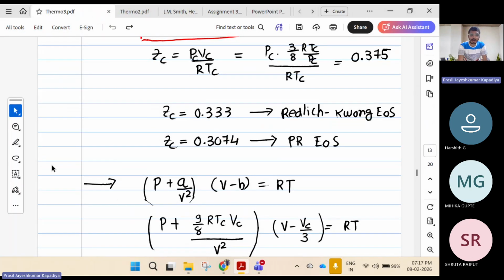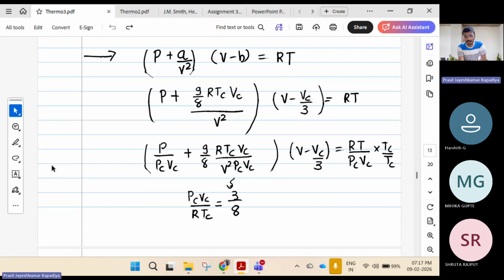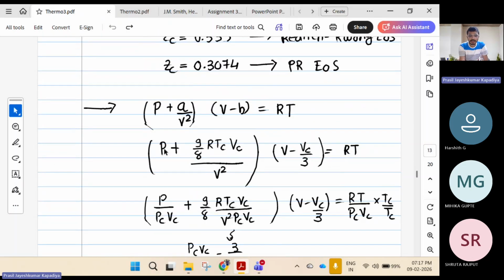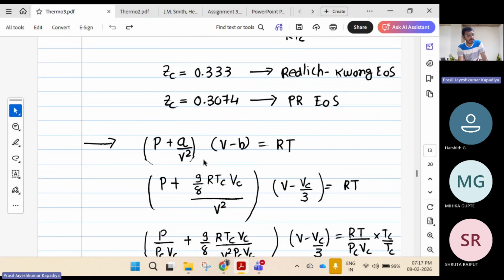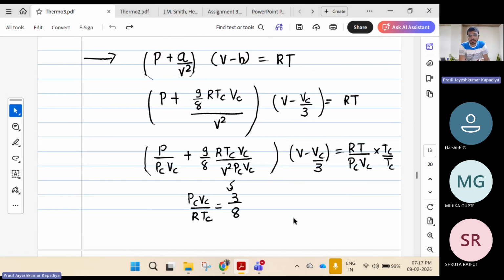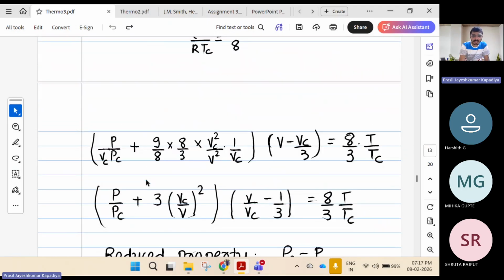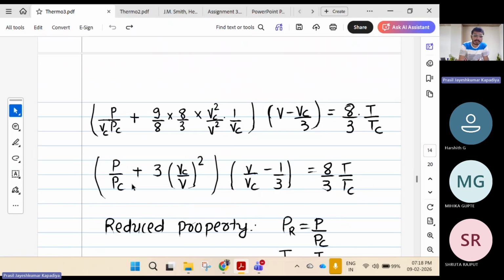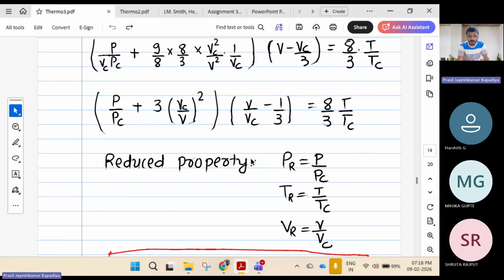Now, these are some rearrangements I am showing. This is my equation: P plus A by V square, van der Waals equation, times V minus B, is equal to RT. I am writing A as 9 by 8 RTC VC and B as VC by 3, and I am multiplying both sides by 1 upon PC VC. So I get this equation: P by PC plus 3 into (VC by V) whole square, times (V by VC minus 1 by 3), is equal to 8 by 3 T by TC. What we are doing is that P by PC is nothing but what is called reduced pressure.